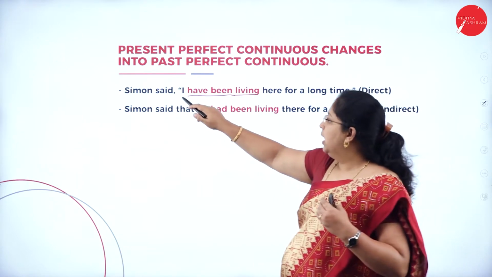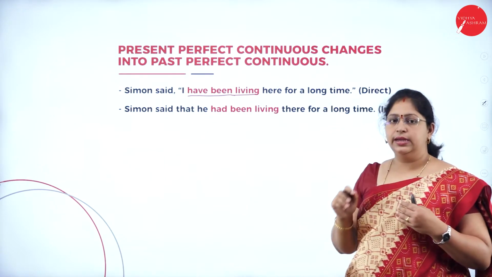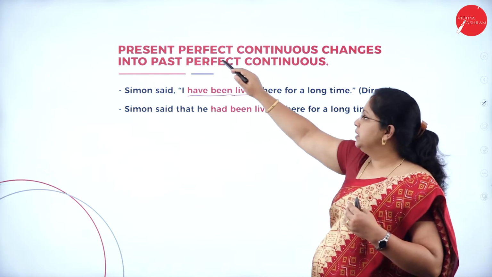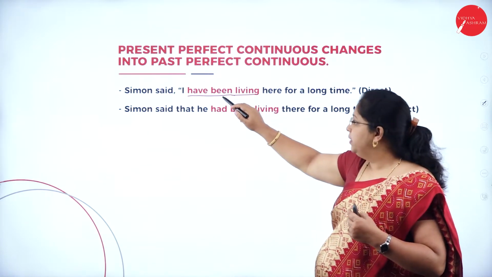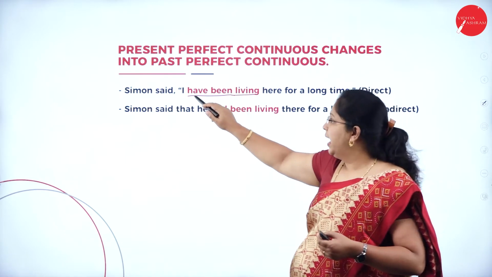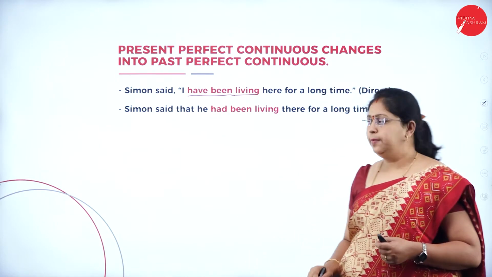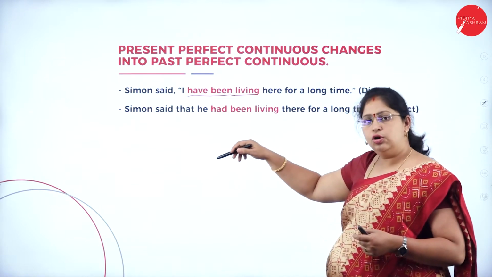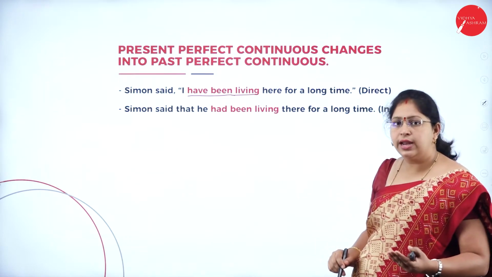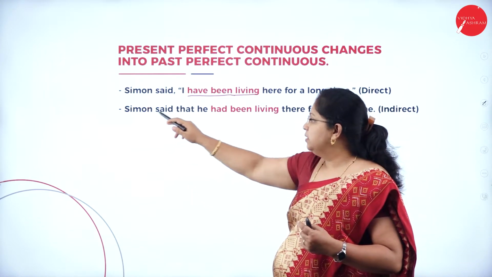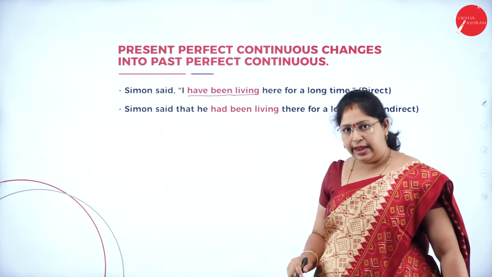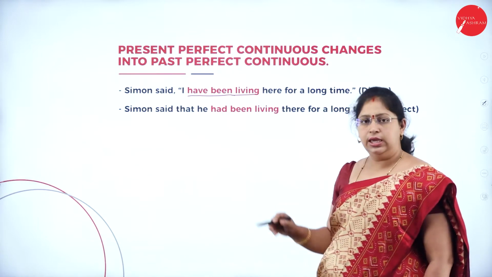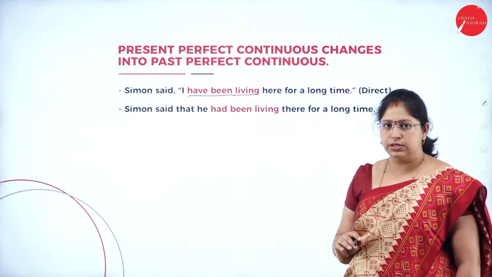So, here I have been living. It shows that it is present perfect continuous. Ing indicates continuous, been indicates perfect, have indicates present. Okay. So, when it is changed to past perfect continuous, how does it happen? What happens here? Simon said, the comma is removed. Instead of the comma, we are writing that. I becomes he. First person becomes third person, correct?